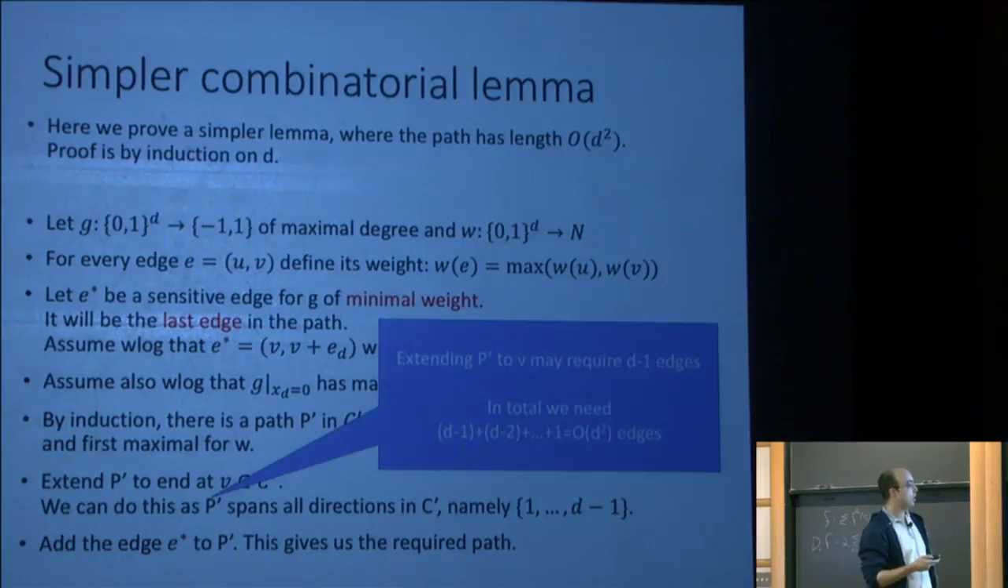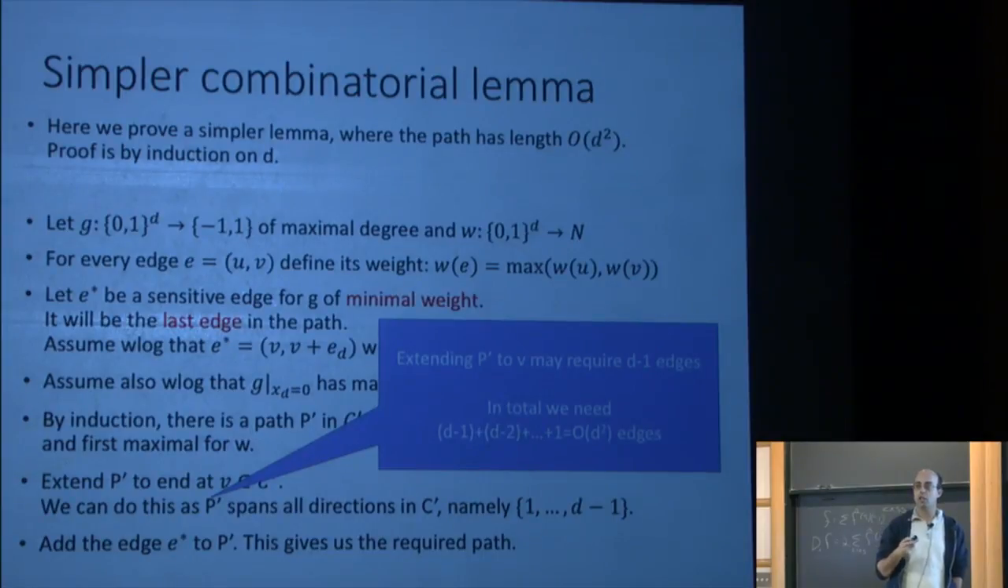So again, why D squared? This extension path might use D minus 1 edges, and you do D levels, so you get D squared. This is why you get D squared and not D. Also, many of the arguments don't really rely on having maximal degree. They just rely on some complexity measure that is maximal, and if you take two restrictions by setting a variable to 0 or 1, one of the restrictions has maximal complexity. So we don't have to use degree here.